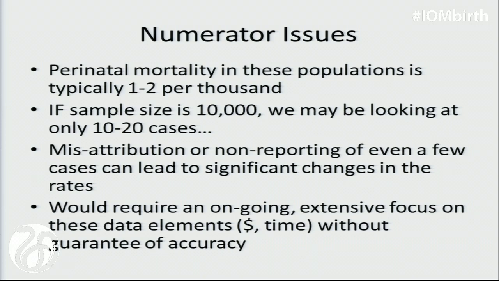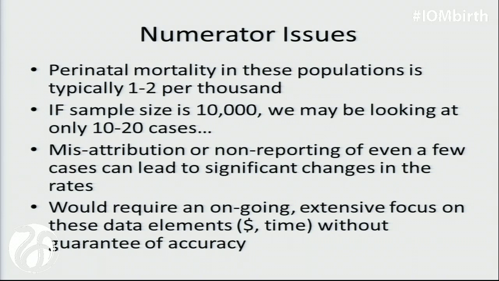So misattribution or non-reporting of cases can be a big issue when you're dealing with these kinds of numbers, both the requirement for big denominators and the requirement for really accurate numerators. It's sort of a Heisenberg uncertainty principle at play here when you're dealing with perinatal mortality and some of these other issues. You can either have big numbers, i.e. birth certificates, or you can have super accurate data, but you can't really have both. And that's a struggle that we have to live with in these kinds of analyses.